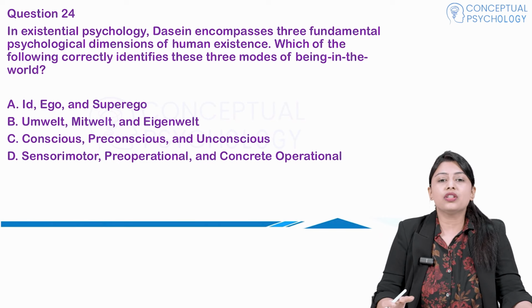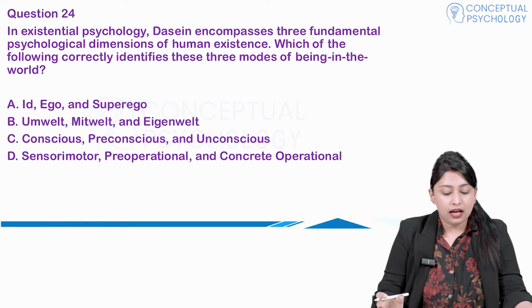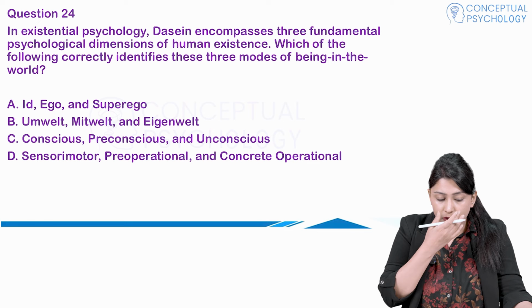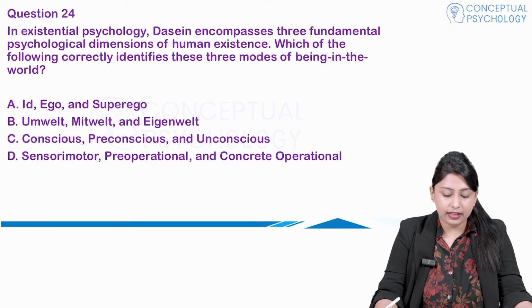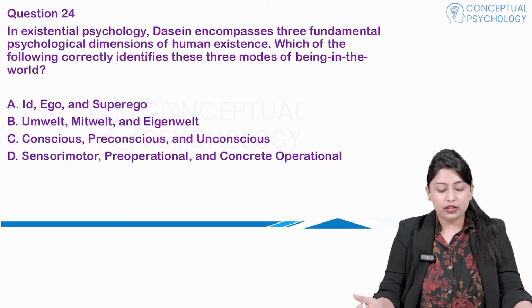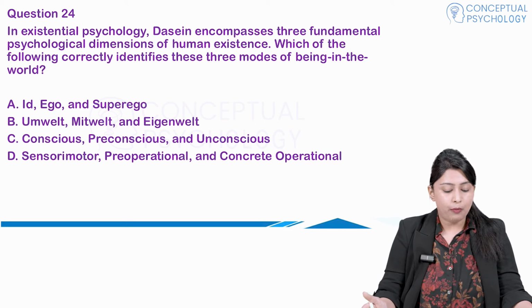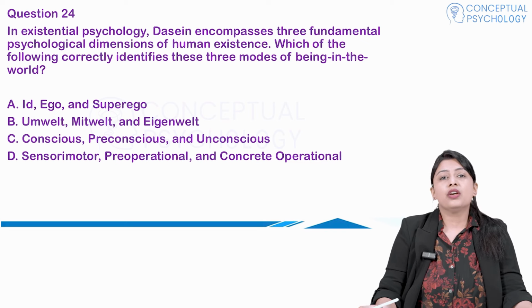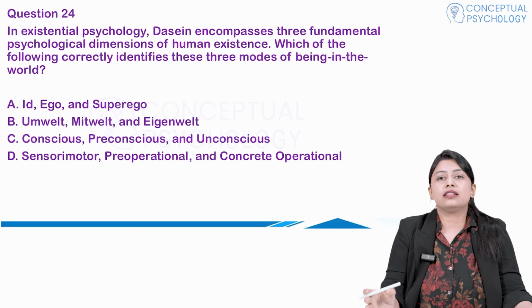So in existential psychology, Dasein encompasses three fundamental psychological dimensions of human existence. Which of the following correctly identifies these three modes of being in the world? A. Ego and superego. B. Umwelt, Mitwelt and Eigenwelt. C. Conscious, preconscious and unconscious. And D. Sensorimotor, preoperational and concrete operational. So the three fundamental dimensions of Dasein are Umwelt, Mitwelt and Eigenwelt.